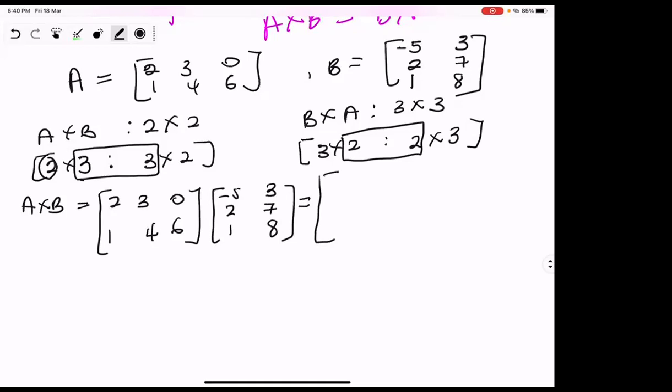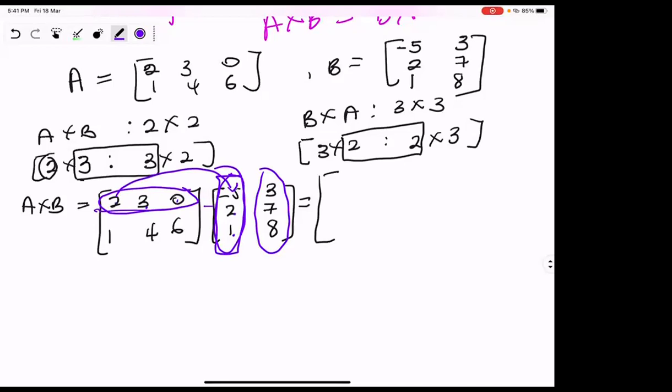This is equal to, open a big bracket. So to multiply these two matrices, we pick the rows in the first matrix and then multiply them by the columns in the second matrix. So if we pick the first row, we place it on the first column of the second matrix. If you do that, you realize that 2 will be placed on minus 5, 3 will be placed on 2, and 0 will be placed on 1. These two numbers that correspond, you multiply them, and the answers, you sum them.